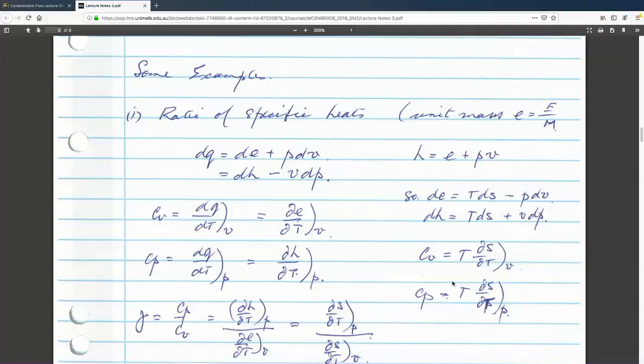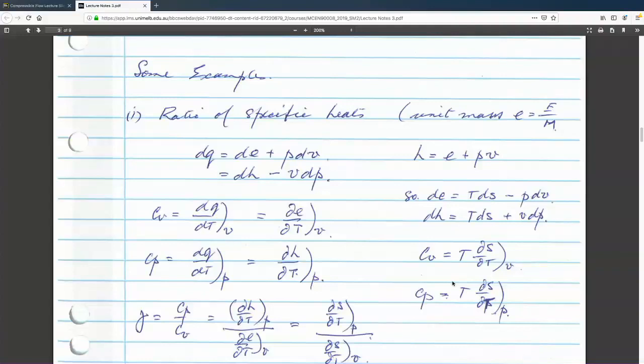So another way to work out CV would be to have some equation for the entropy as a function of T and V, which I could get from my canonical equation of state, E of S and V, for example. And so this CV would be dS/dT at fixed volume. But CP is dH/dT at fixed pressure. So dH/dT divided by delta T at fixed pressure, this is 0. That will be T dS/dT at fixed pressure.